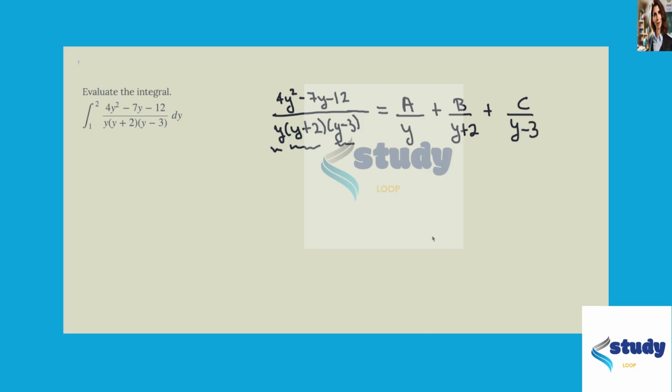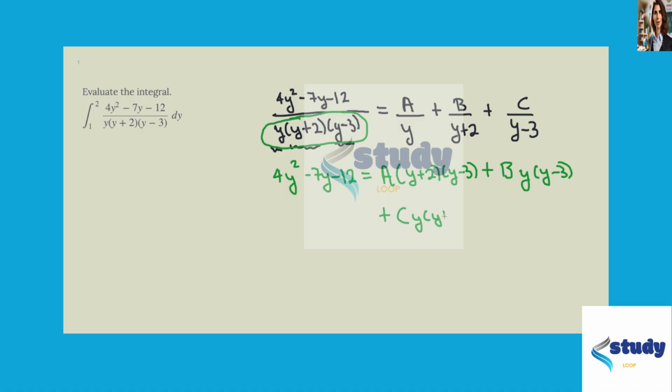Now we could go ahead and multiply both sides by this denominator. So after multiplying, 4y squared minus 7y minus 12 on the left. On the right, we have A times (y plus 2)(y minus 3), and then for B, we have y and y minus 3. And finally for C, we'll have a y and a y plus 2.